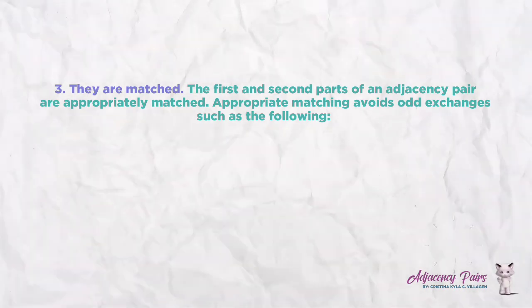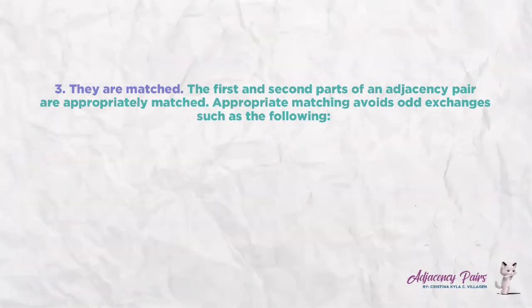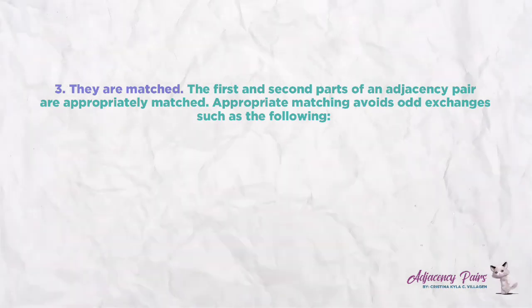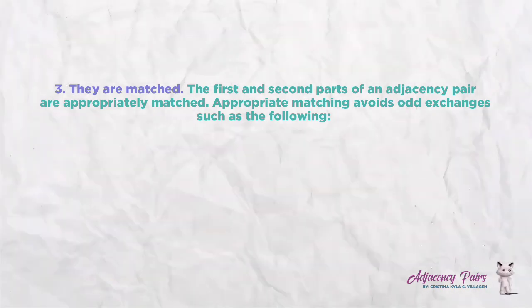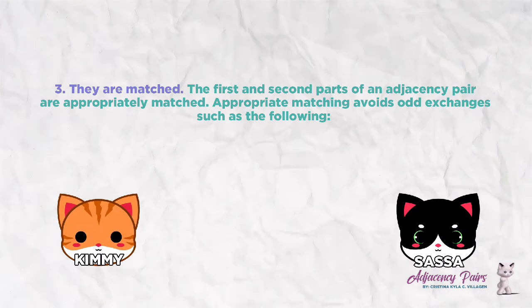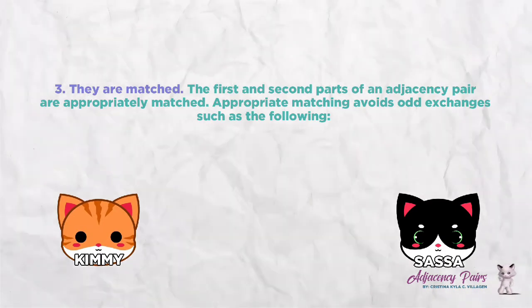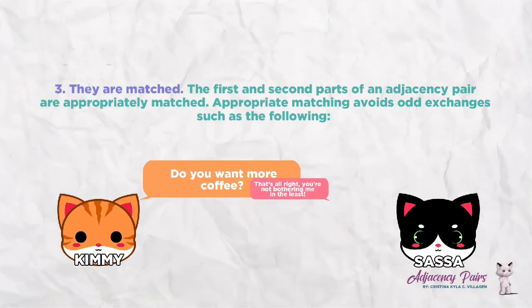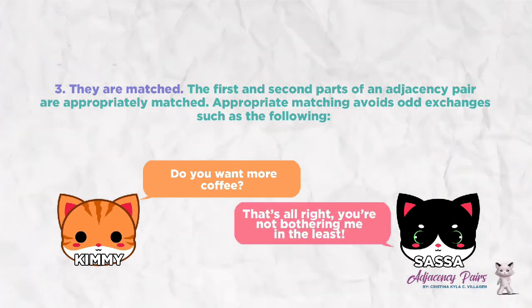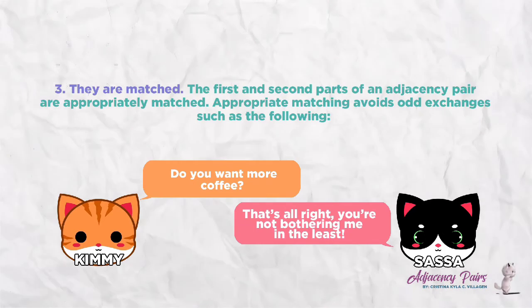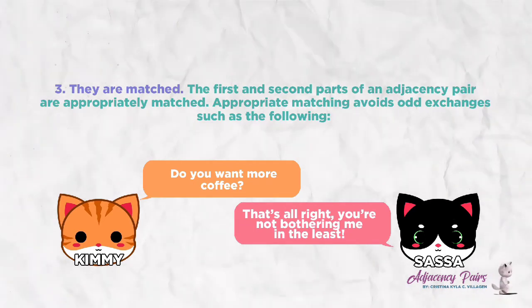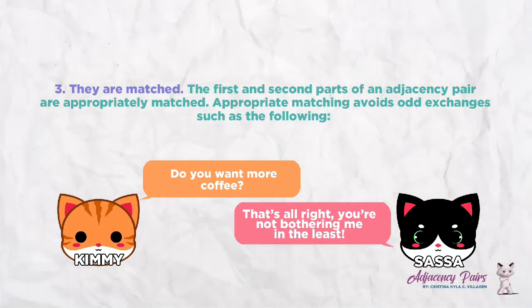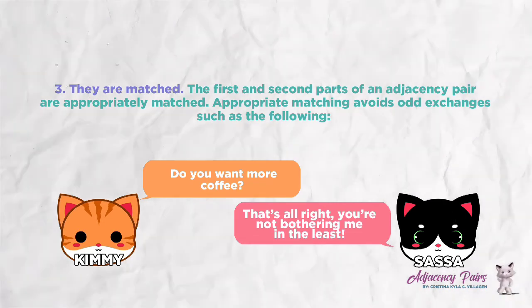The first and second parts of an adjacency pair are appropriately matched. Appropriate matching avoids odd exchanges such as the following. This example shows how strange it is if the second speaker's statement is not related to the first speaker's statement. Kimi asked Sasa for coffee, but Sasa answered something unrelated, which defies the rule of adjacency pairs to be matched.